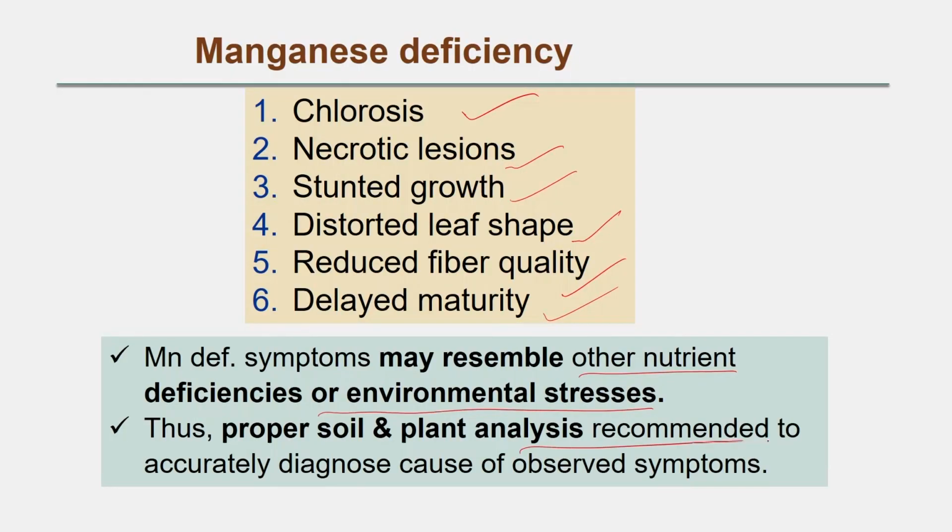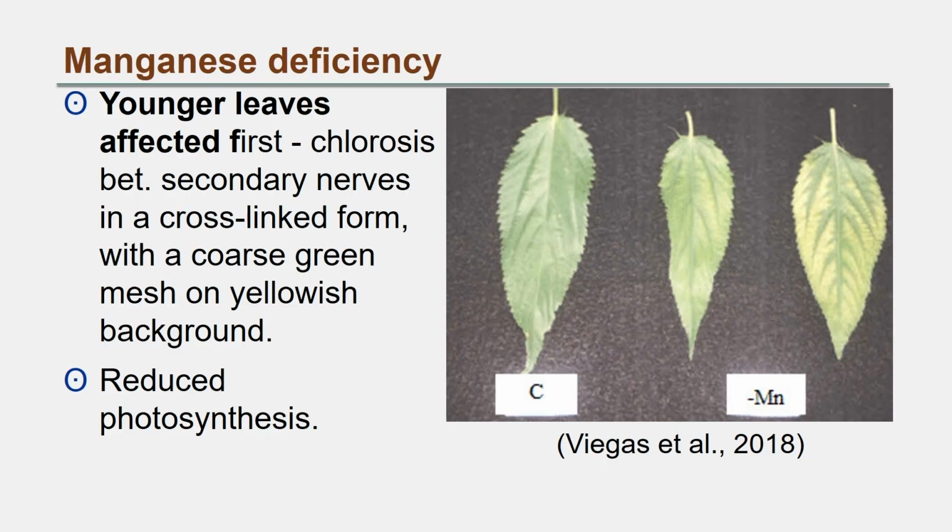Under these circumstances, what can be done to be sure that it is manganese deficiency? Then we can go for tissue testing. We can go for chemical analysis of the leaves of the jute plant, and once we are ascertained that this is manganese deficiency, then manganese sulfate can be used for foliar spray to correct the deficiency of manganese. Thus, proper soil and plant analysis is recommended to accurately diagnose the cause of observed symptoms. Now, you see manganese deficiency symptoms on the leaf.